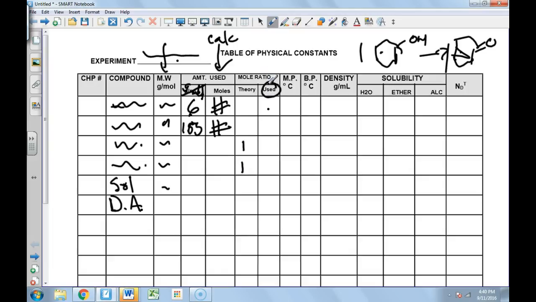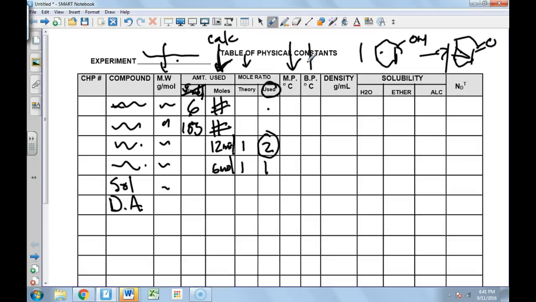The used column is from how much is actually calculated, is from here. Let's say after we calculate it, this ends up being 12 moles, and this actually ends up being 6 moles. What is the used ratio? Well, the used ratio is actually 2 to 1, but in theory it should be 1 to 1, which means we have a large excess of whatever this compound is.